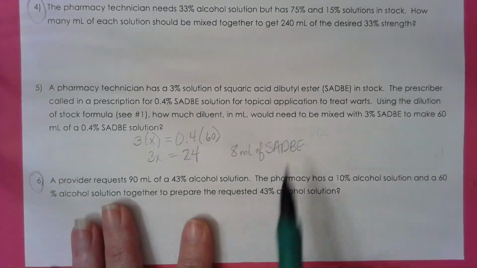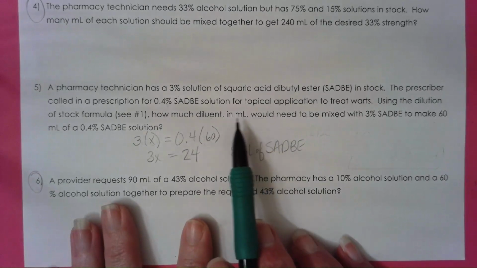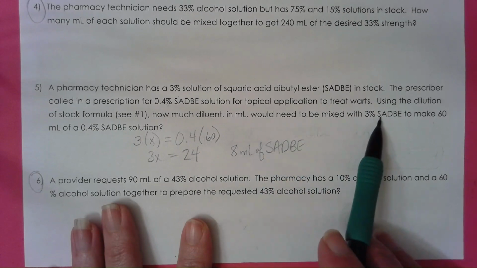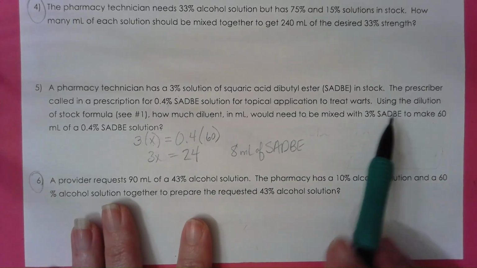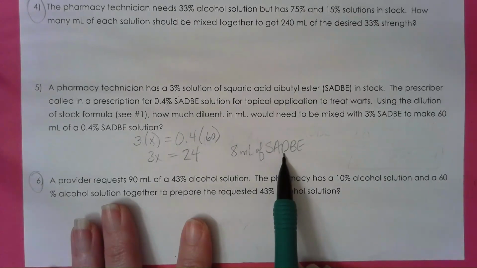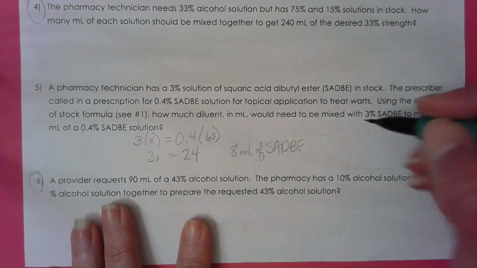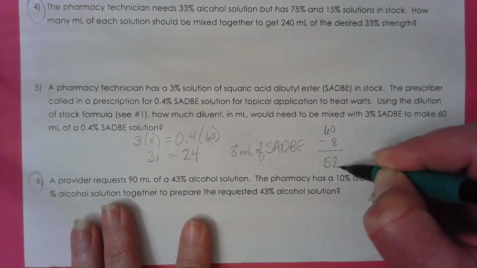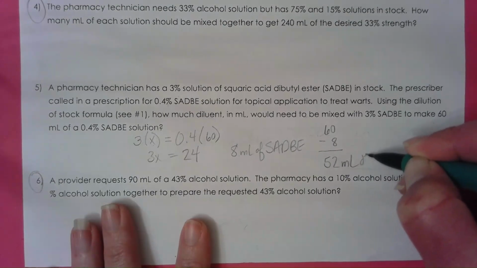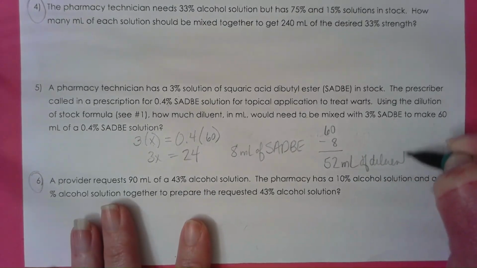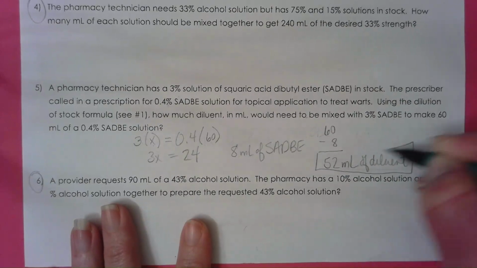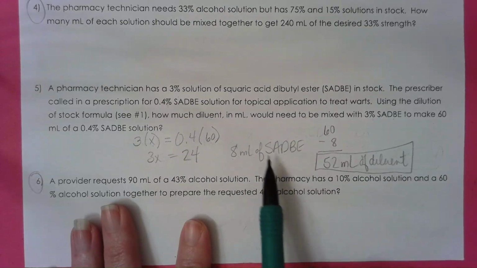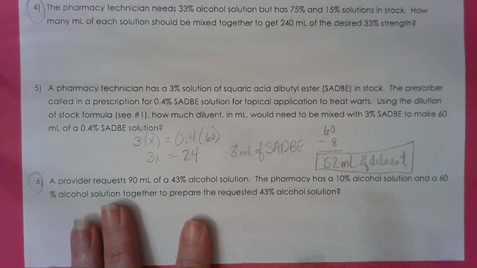But you need to look at what it's asking for. It says how much diluent in milliliters would need to be mixed with the 3% stock. So we know we need 8 milliliters of the stock, and we know we need 60 milliliters total. So we're going to take the 60 and subtract 8. We get 52. So we actually need 52 milliliters of the diluent. That is our answer. I guarantee you that's going to be an answer choice. So make sure that you are always reading.